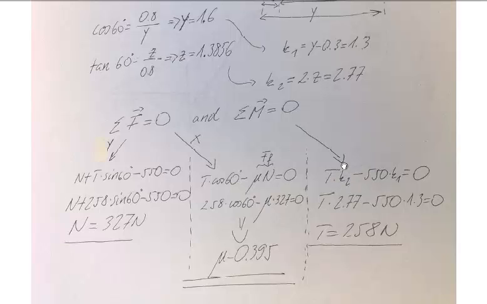We substitute k1 and k2, and we get that T is equal to 258 newtons. Next, we substitute this value here and calculate the normal force, it is here, and at last we substitute these values here. So we get that mu is equal to 0.395.